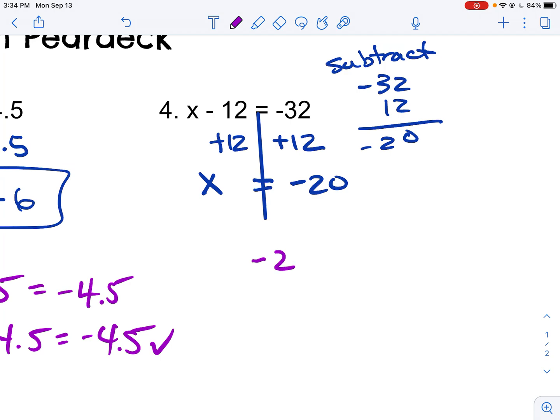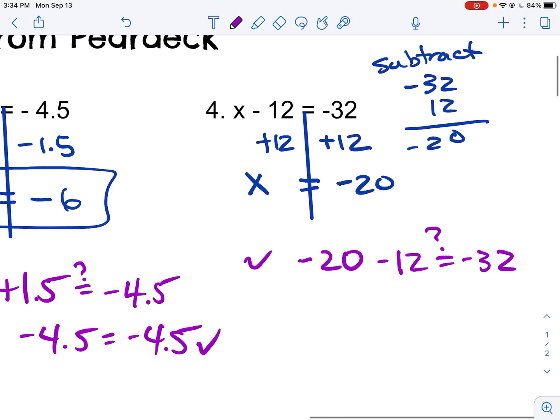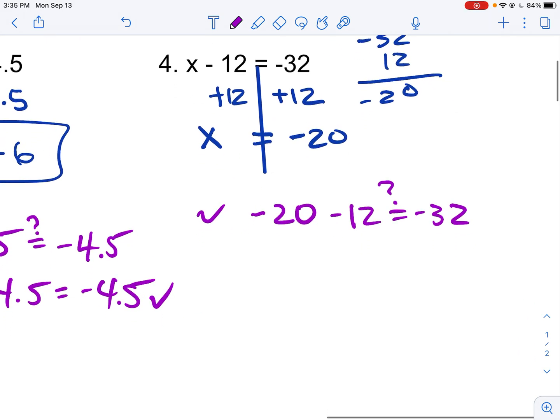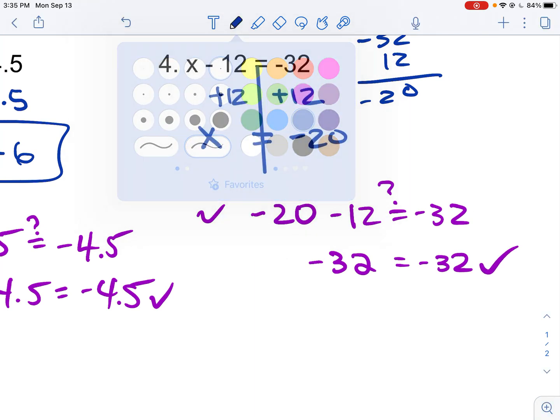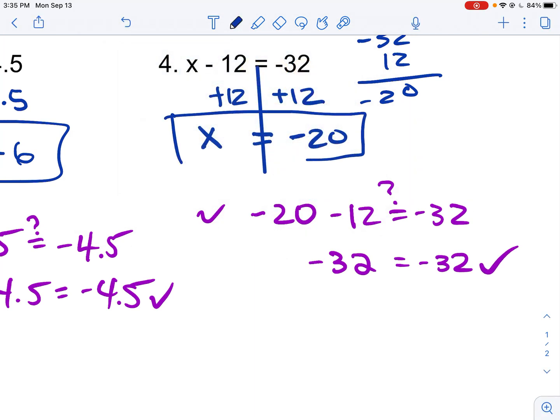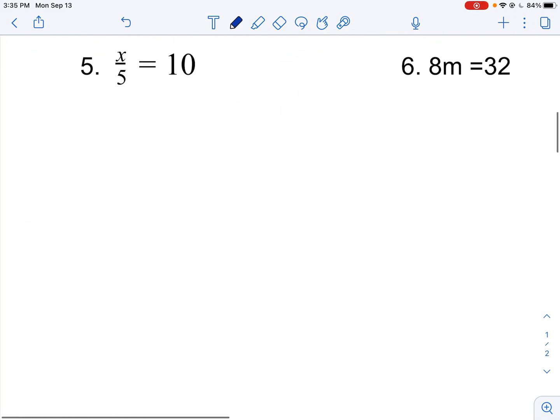If I plug that in to see if it works, negative 20 minus 12 equals negative 32. Oops, I forgot to put that. Well, I have all negatives. I have 20 negatives and I have 12 more negatives. That gets me negative 32. So, there we have it.